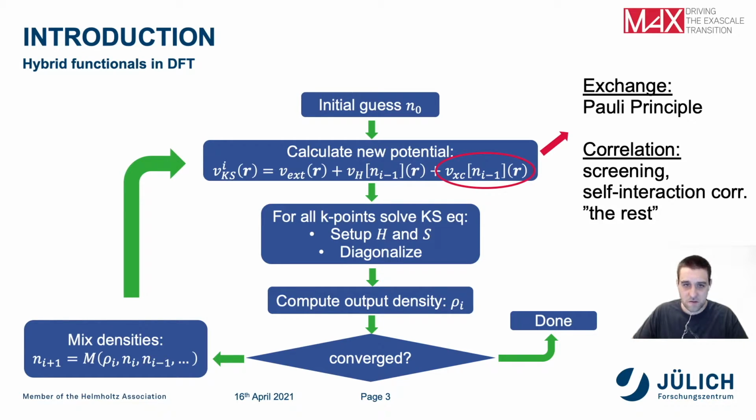So what goes into the exchange correlation potential? It's mainly two parts. The exchange is due to the Pauli principle. If you have two electrons, they're fermions, they can't occupy the same position in space. And the correlation is more or less everything else. So screening, self-interaction correction, and all other effects get put into the correlation. And with this, we can do our usual self-consistency cycle where we set up a Hamiltonian, diagonalize it, get the density, and mix it with the previous densities until it's converged.